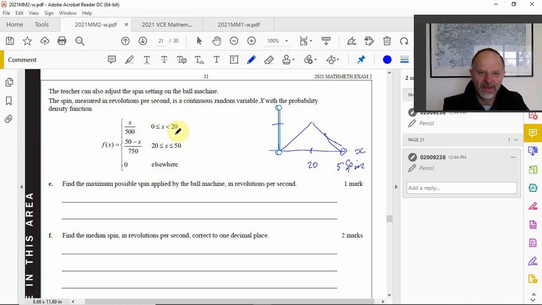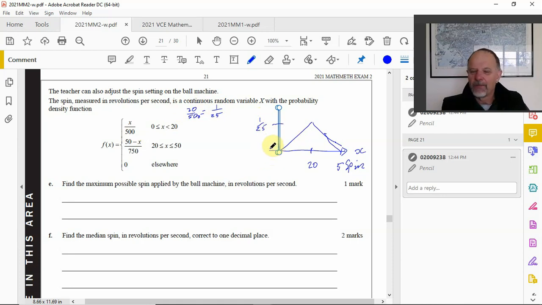Now that high point there relates to when x is 20, so when x is 20, you've got 20 on 500, which comes out to 1 on 25. So this up here is 1 on 25.